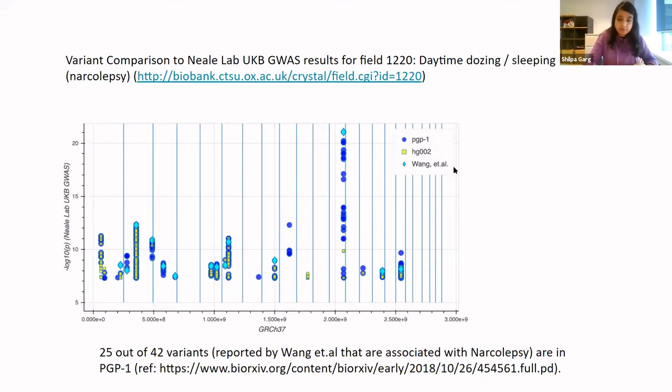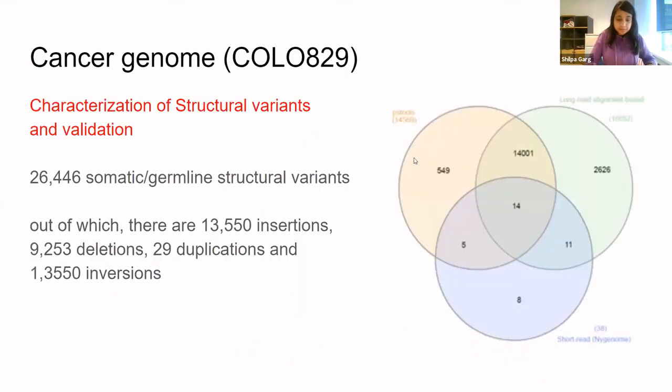We computed the statistical significance of PGP1 against the narcolepsy panel available from Neil's lab, and we observed that on chromosome 19, there are about 25 variants out of 40 that have a high statistical significance, indicating that the variants that we found using phased sequences would also be relevant in GWAS analysis. We didn't observe this for HG002, which is a control.